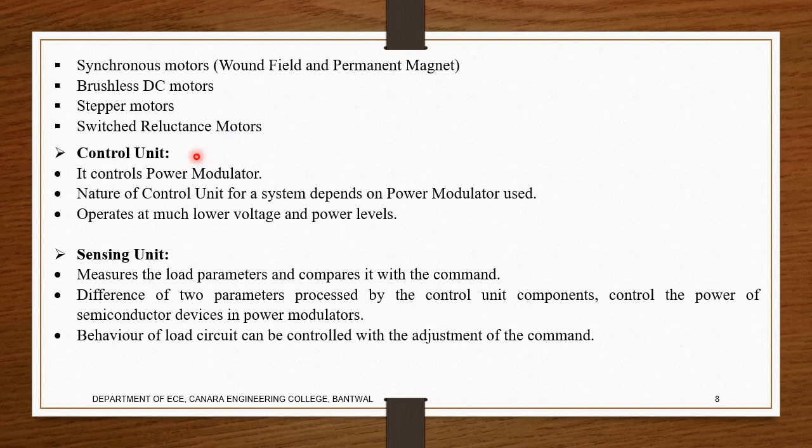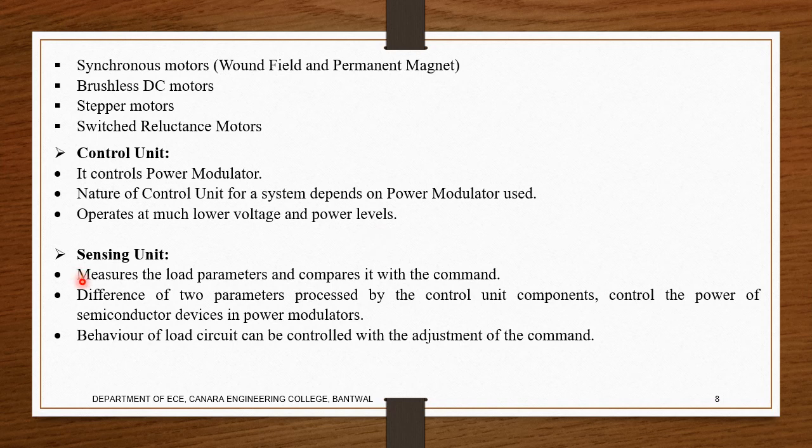Next one is the control unit. As the name suggests, it controls the power modulator. It gives whatever command it has received, making the power modulator work accordingly, to select any of the four functions, or all four, or any one, two or three, depending on the command received by the control unit. The nature of the control unit usually depends on the power modulator used, and it usually operates at very low voltage and power levels.